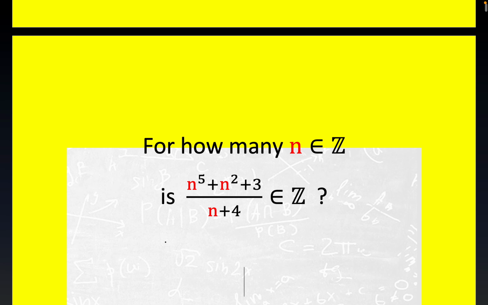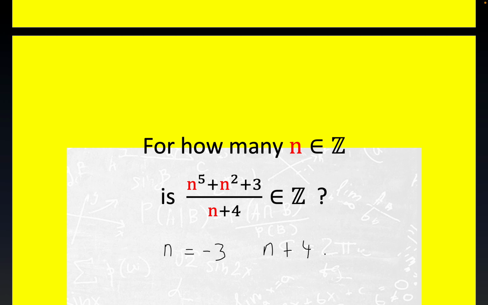Good morning, everybody. I would call this a challenging combinatorics problem. We're trying to count the number of natural numbers n such that this quotient is actually an integer. Now we get a cheap one real quick by inspection. Notice that if n equals -3, then n plus 4 is equal to 1.